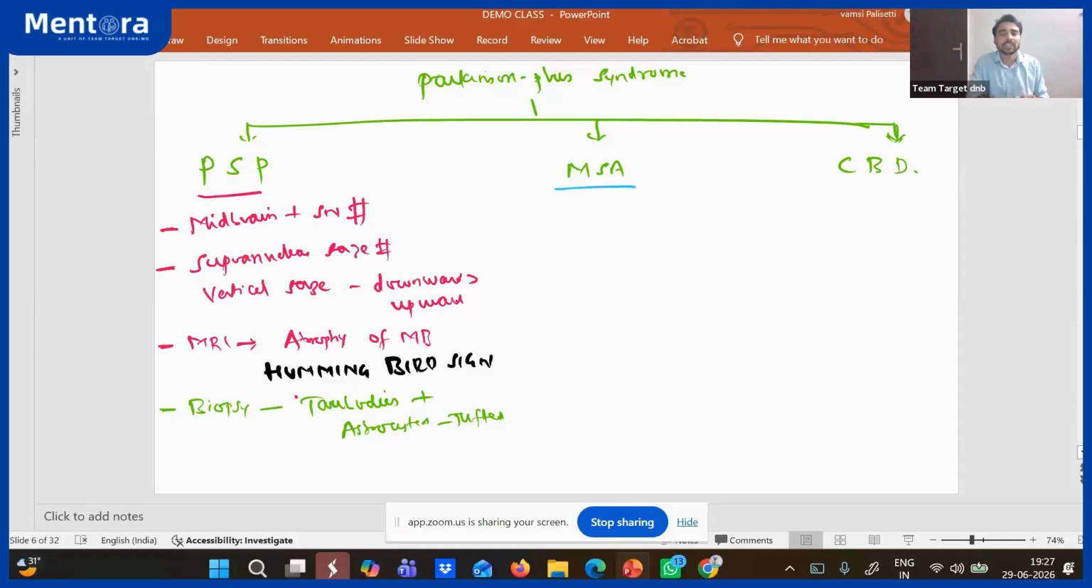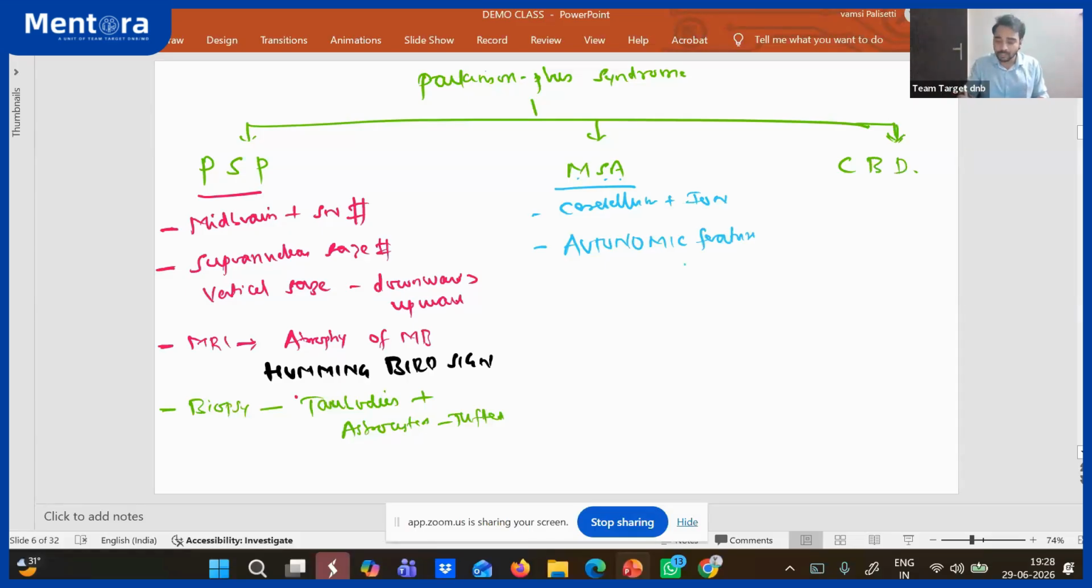Right. So what is this multiple system atrophy? The name itself, multiple system atrophy. In this, your cerebellum plus inferior olivary nucleus is also involved. Okay. Especially, a very important thing: this is the only Parkinson plus syndrome which has autonomic features. Very important. Autonomic features means orthostatic hypotension, excessive sweating, urinary urgency, constipation. All these things will happen in multiple system atrophy.